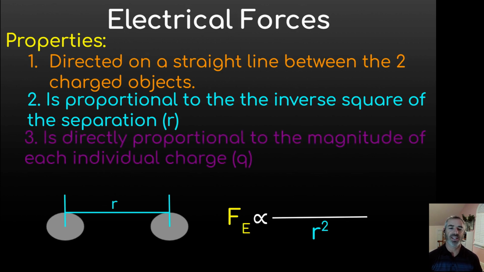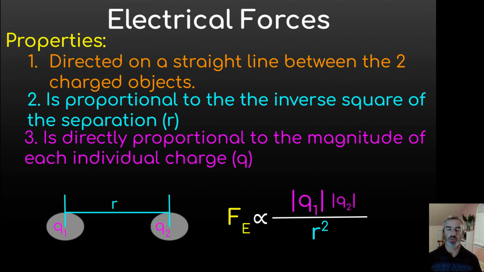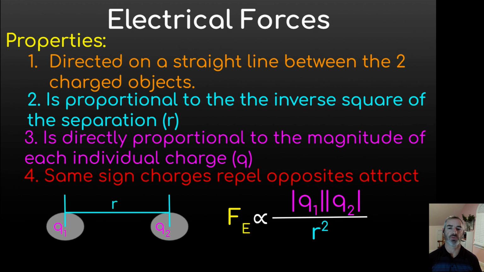The third is that the force is directly proportional to the magnitude of each individual charge, the absolute value of the individual charge. So it doesn't matter if it's positive or negative. The stronger the charge, the greater the force. And we multiply those together. And this gives us a proportion that the electrostatic force is proportional to Q1 Q2 divided by r squared. And the fourth is that same sign charges repel, so those forces would point away from each other, but opposites attract, so those forces would pull towards each other.